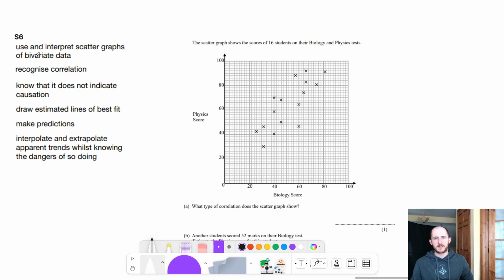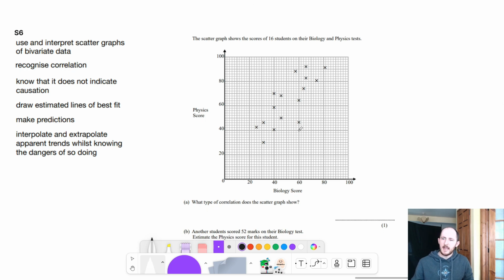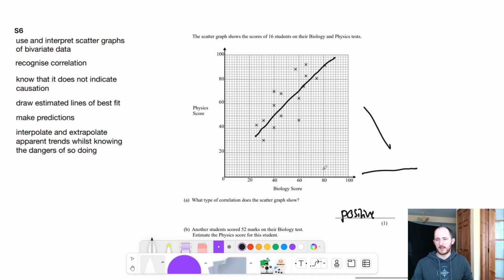Lastly, use and interpret scatter graphs of bivariate data. Bivariate means that you have 2 variables, so biology and physics in this case. And recognize the correlation and know it does not imply causation. Draw estimated lines of best fit, make predictions. Okay, cool. So what type of correlation? Well, when you draw a line of best fit, it's not bad. If the line goes up, it is positive. In this case, it goes up. If the line goes down, it's negative. And if the line is basically horizontal, there's no correlation.